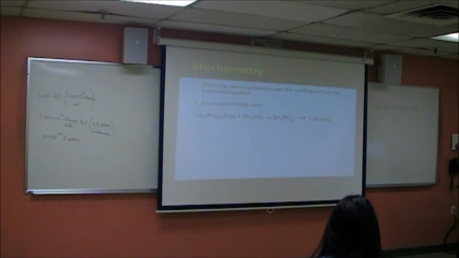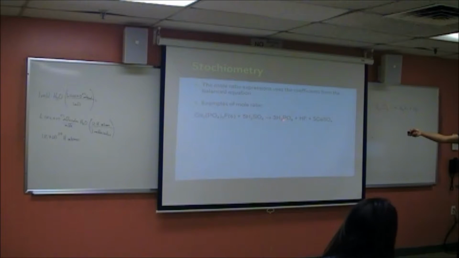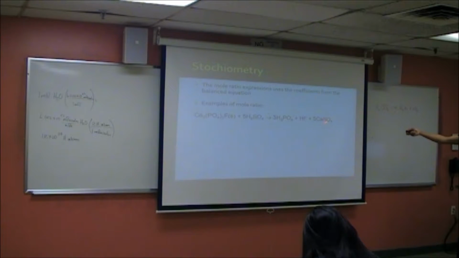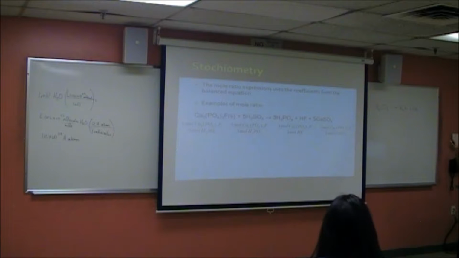Now we're going to do product to product. 3 mole of phosphoric acid for 1 mole of hydrofluoric acid. 3 mole of phosphoric acid for 5 mole of calcium sulfate. 1 mole of hydrofluoric acid for 5 mole of calcium sulfate. And there you have it.